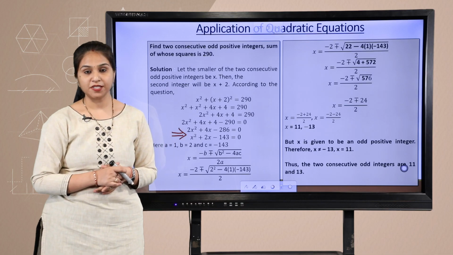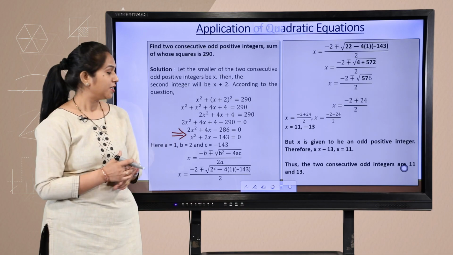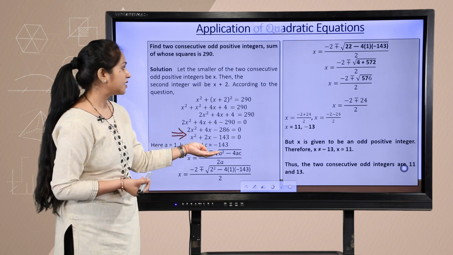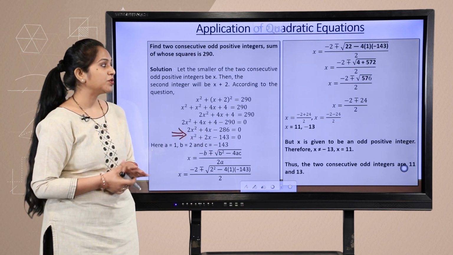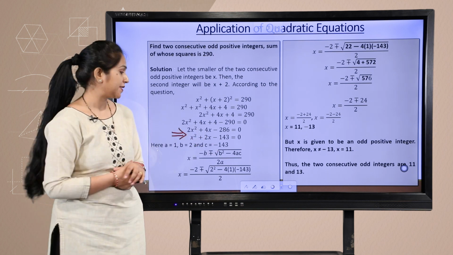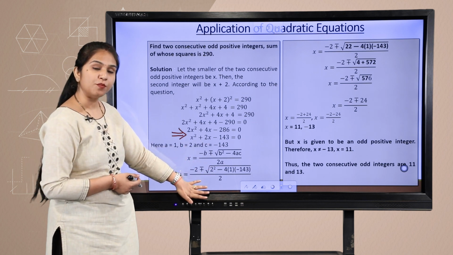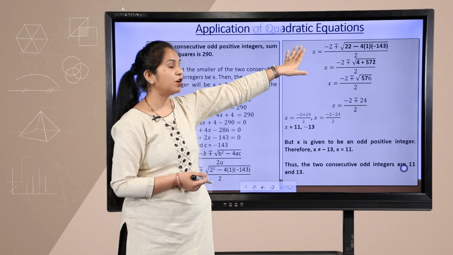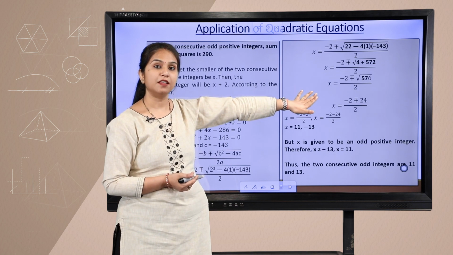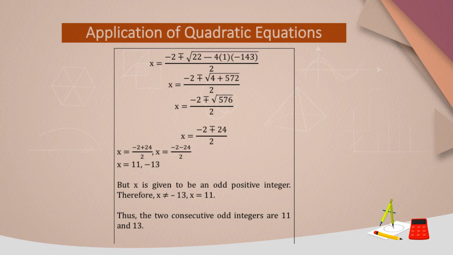Calculate the discriminant, find the values of a, b, c. So first of all, find the discriminant. Here the discriminant is equal to 576. Now write down the quadratic formula and put the values of a, b, c in the formula, and you will see x is equal to minus 2 plus minus root 576 by 2, that is, plus minus 24 by 2. So on solving, children, you get two values of x: one is 11 and one is minus 13.